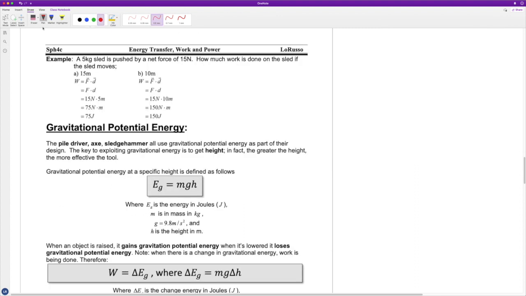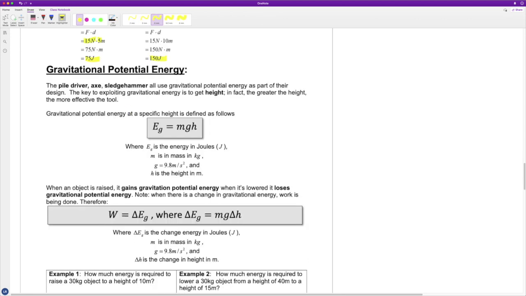So let's take a look at some examples of the formula here. So we have a 5 kilogram sled and we're applying a force of 15 newtons. All right. And we want to figure out how much work is done if the sled moves 5 meters and if it moves 10 meters. All right. Well, if it moves 5 meters, we take our force, which is 15 times that 5. That's 75 joules of energy. But if we go 10 meters, the amount of energy is double, which is 150 joules.